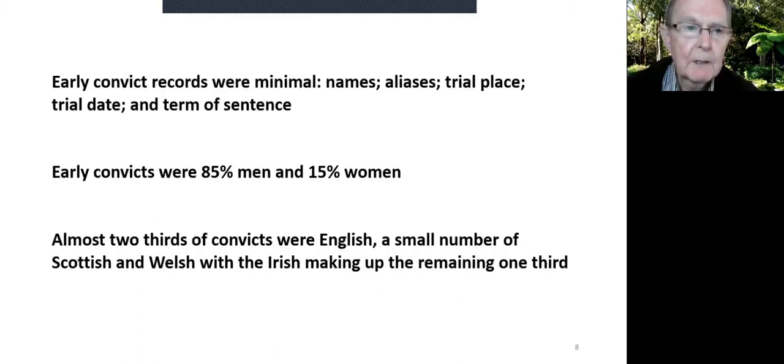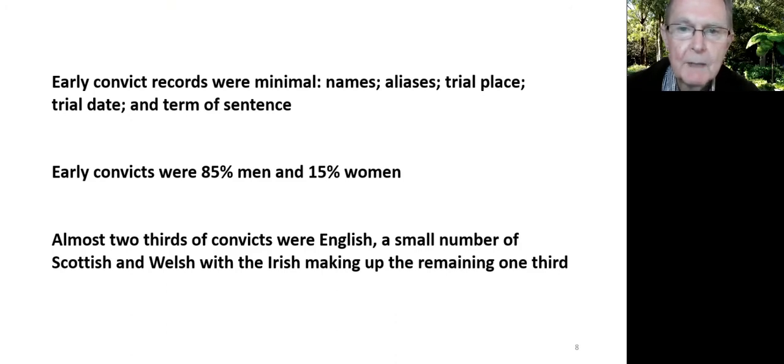So in the very early days, the convict records were minimal, just the names, any aliases they may have, the place where the trial took place, the trial date, and the term of the sentence that was meted out to these people. The very early convicts consisted of about 85% men and about 15% women. Almost 2/3 of the convicts were English, a small number of Scottish and Welsh, with the Irish making up the remaining 1/3.